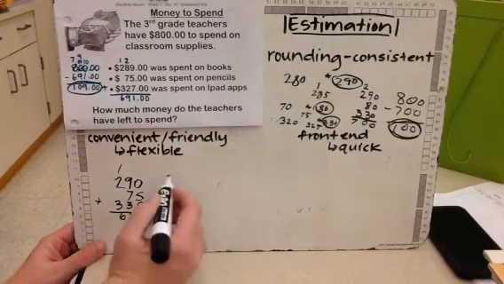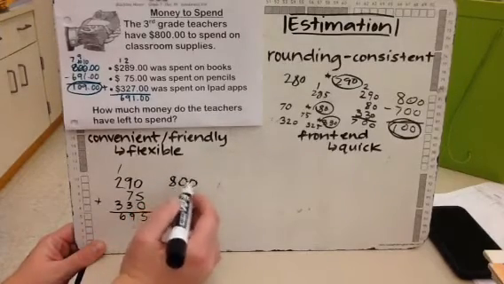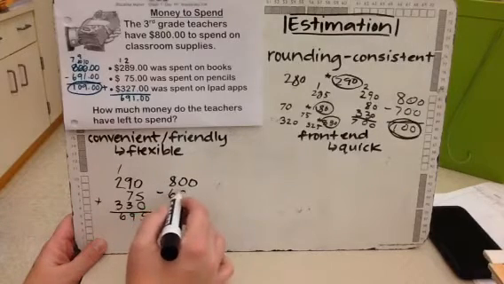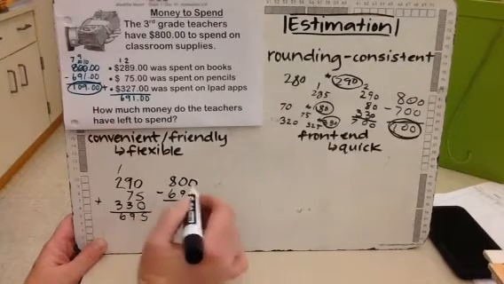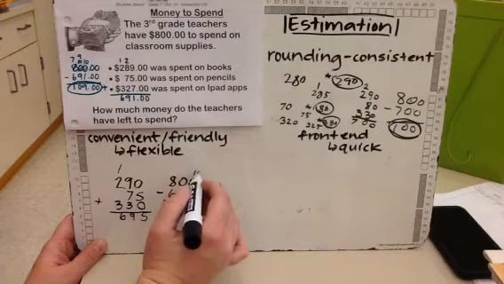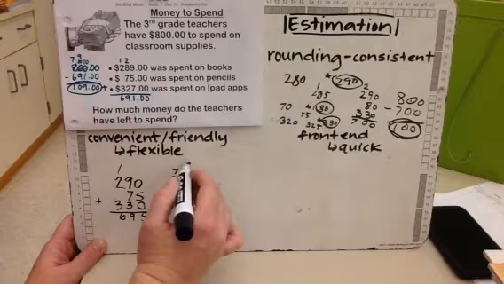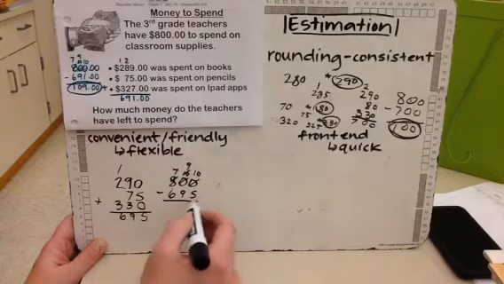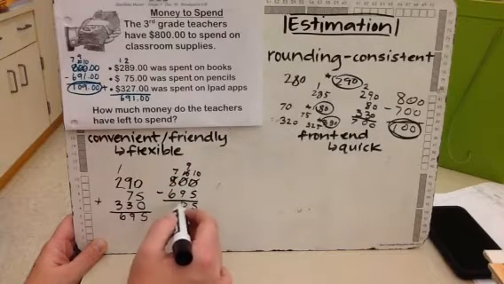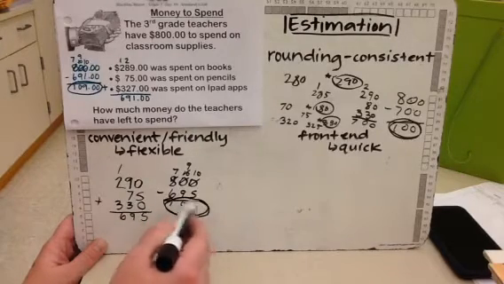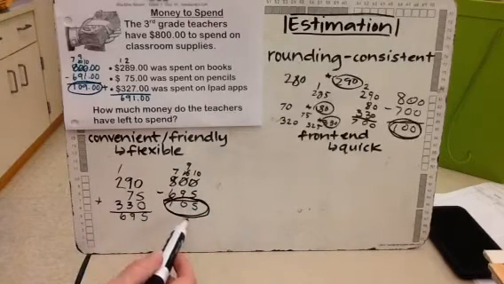$695 is what I'm spending. So now I'm going to take my 800, which is already a pretty convenient number, and I'm going to subtract what we're spending. Oh, I need to do some ungrouping here. Okay, so I have 5 ones, no 10s, and 100. So here I have found that I have about $105 left.